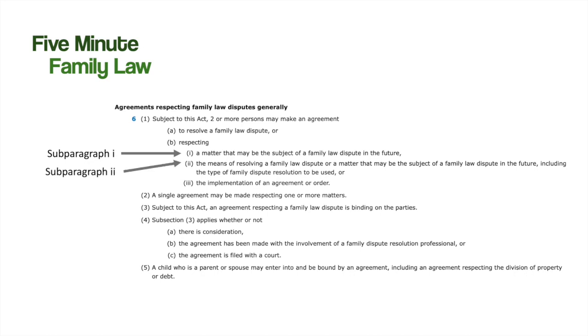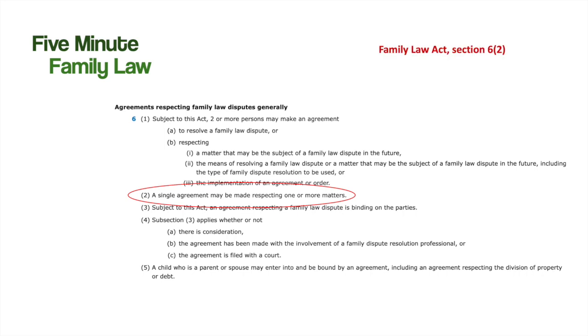So how we use these is we use the numbers to help us pinpoint the specific spot in a section that we're referring to. So let's say we're talking about subsection 2. "A single agreement may be made respecting one or more matters." We would write that this way: Family Law Act, comma, section 6, bracket 2, close bracket.